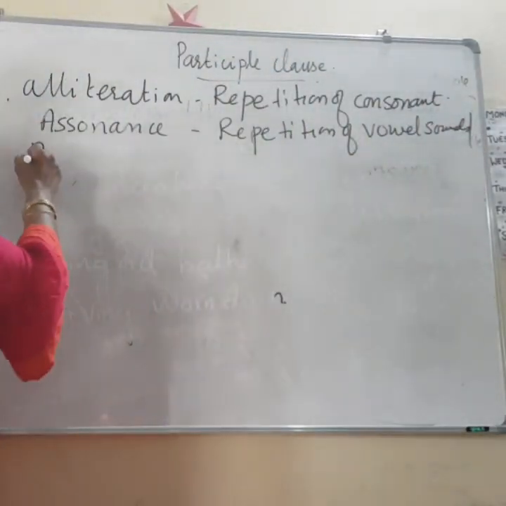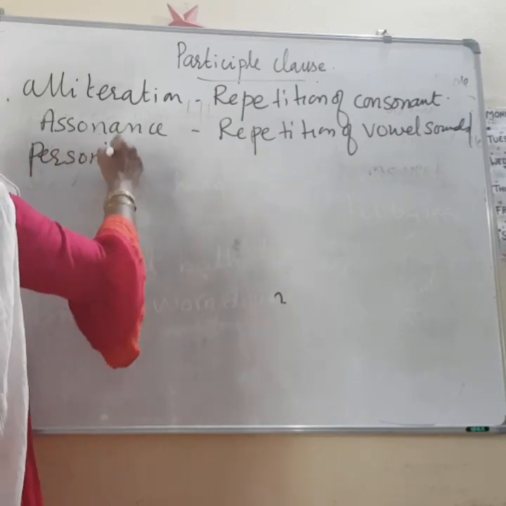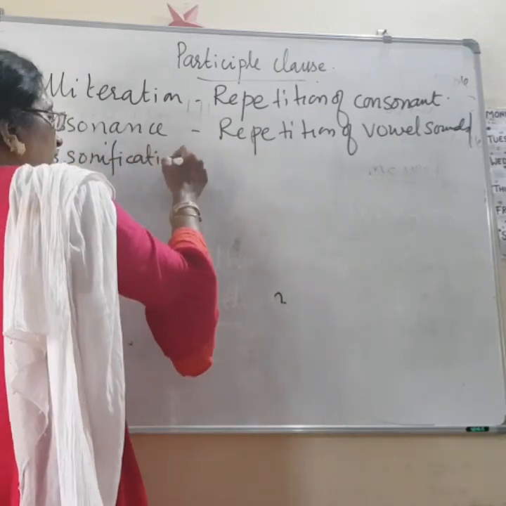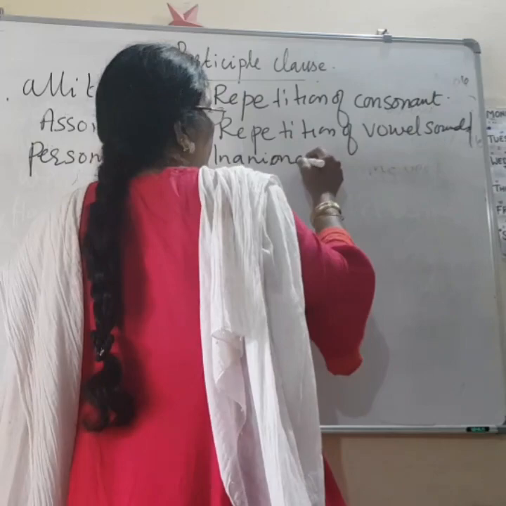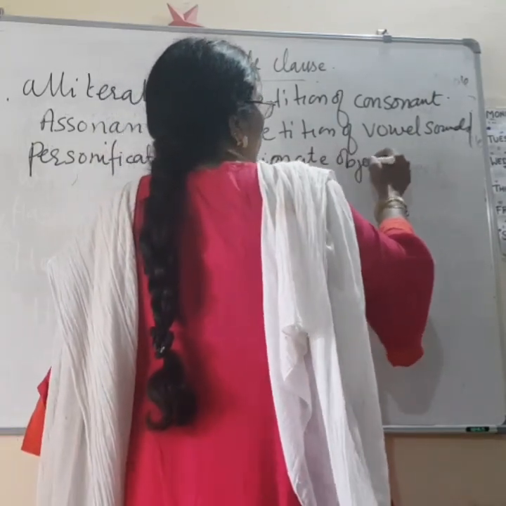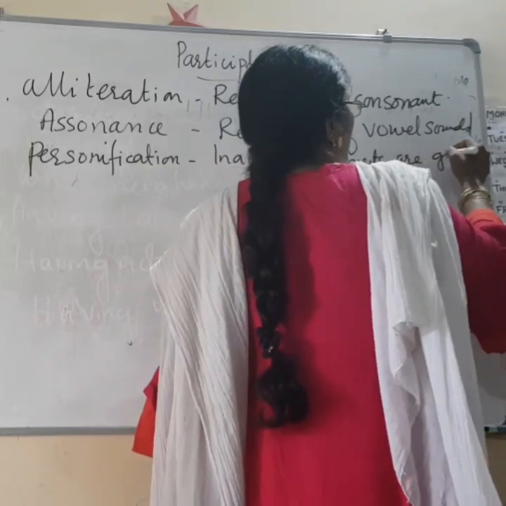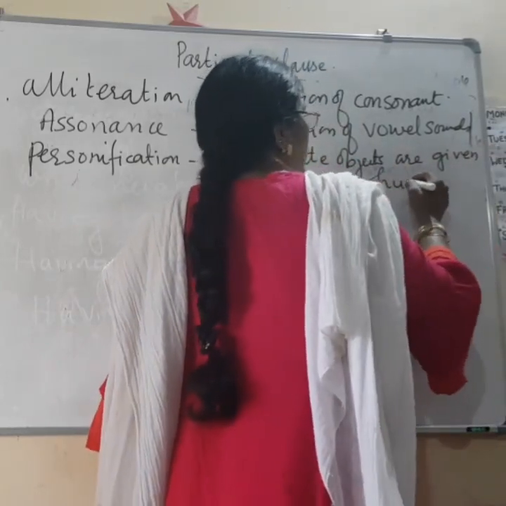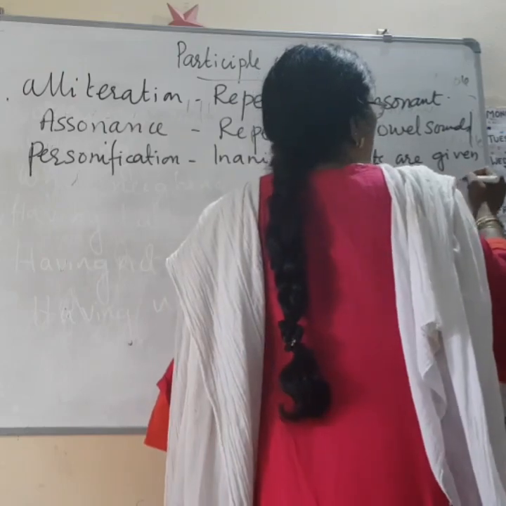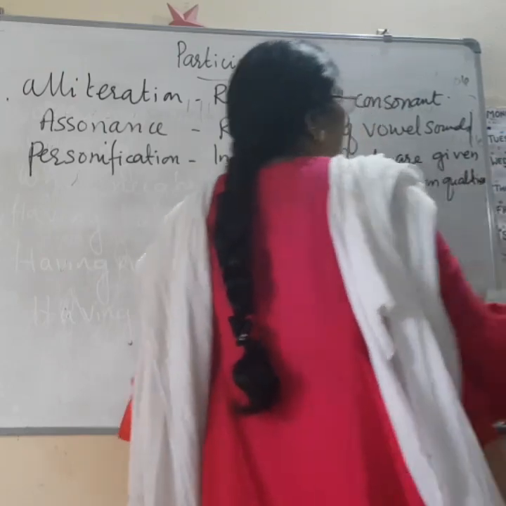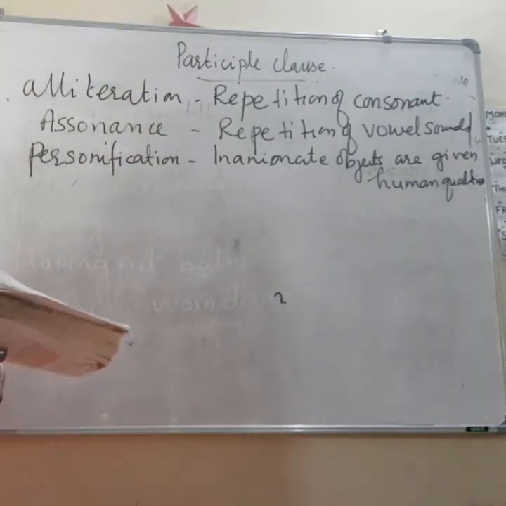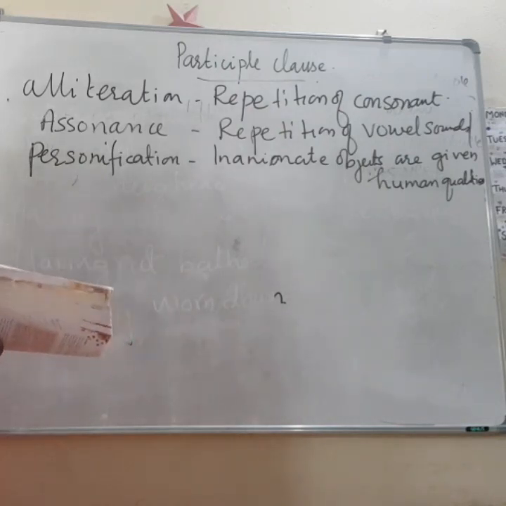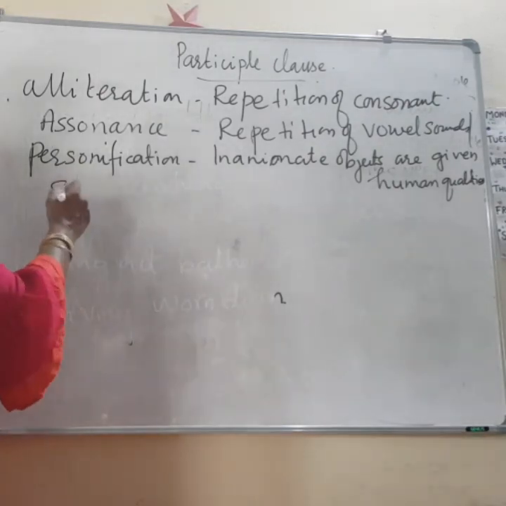Next is personification. This also you already learned. What is personification? Inanimate objects are given human qualities. That is, if I say the sun is peeping through the window, the mountains clap their hands, that is personification. The sun is not a human being, but we are providing the sun a human quality, that is personification.